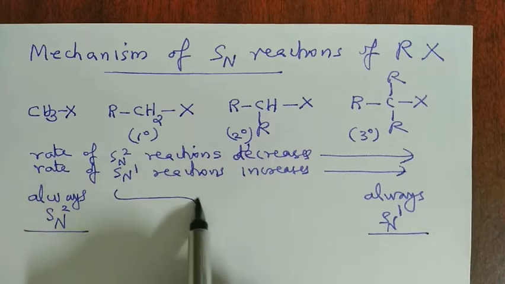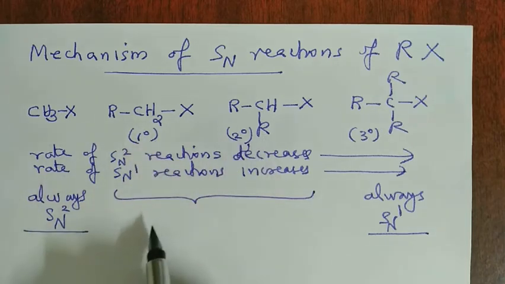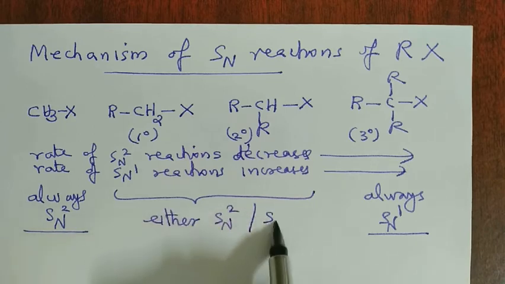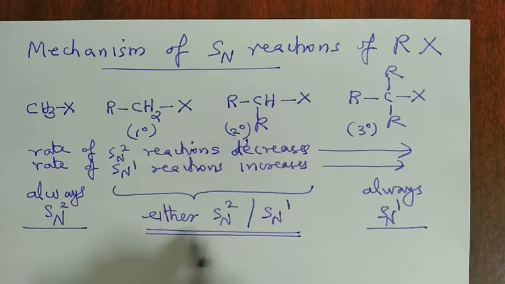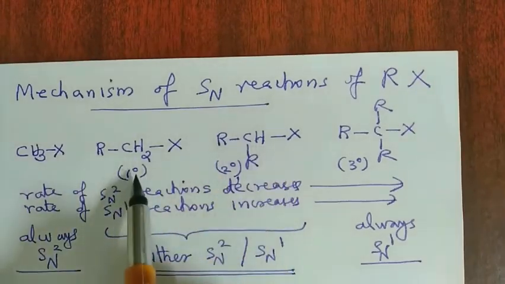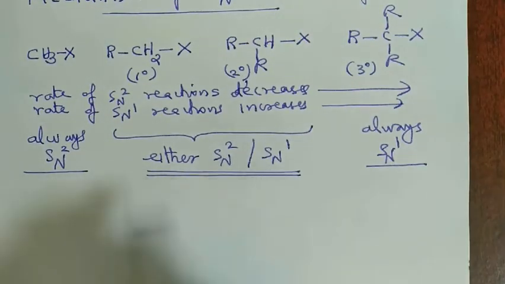The mechanism of SN reactions of primary and secondary alkyl halide may be either SN2 or SN1, depending upon the nature of nucleophile and nature of solvent used. It can be determined experimentally.